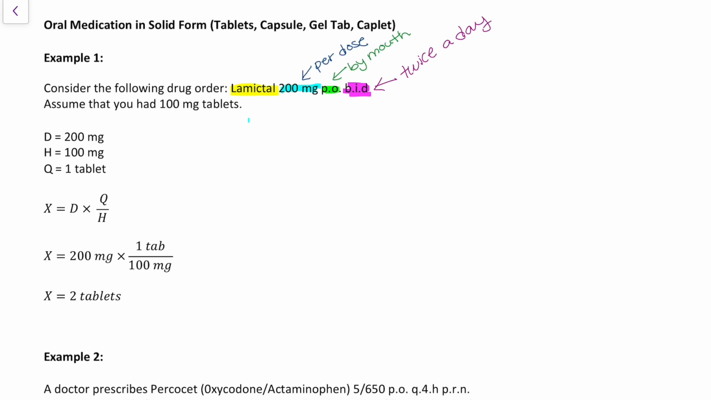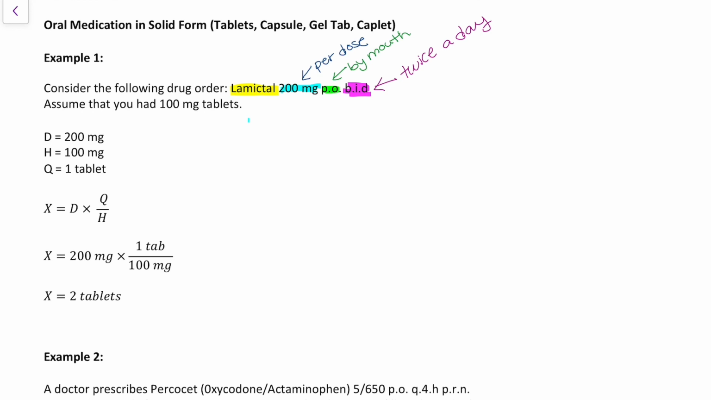And we want to know how many tablets that is. We have 100 milligram tablets, and we're going to figure out how many tablets per dose. Now, if it's per dose, we're not worried about how many times a day they're taking it. We're only concerned with the actual milligrams per dose.